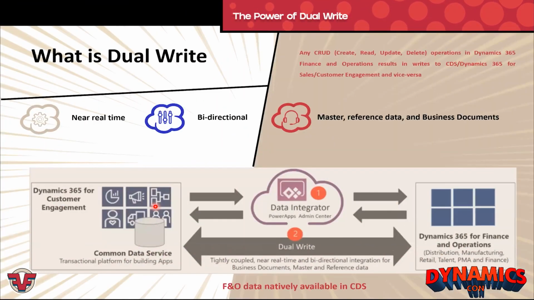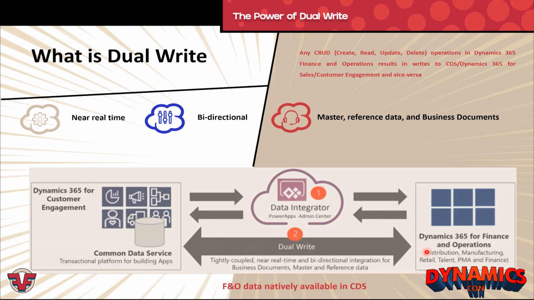And now we need to understand what dual write is. This is the same picture which we have seen for the data integrator. As we saw in the first part, the data integrator was introduced as the middleware between finance and operations and customer engagement. Now we have a direct link between finance and operations and common data services. So there is no middleware sitting between both systems like we used to have for the data integrator. This is why it's called tightly coupled. There is no middleware between finance and operations and customer engagement.